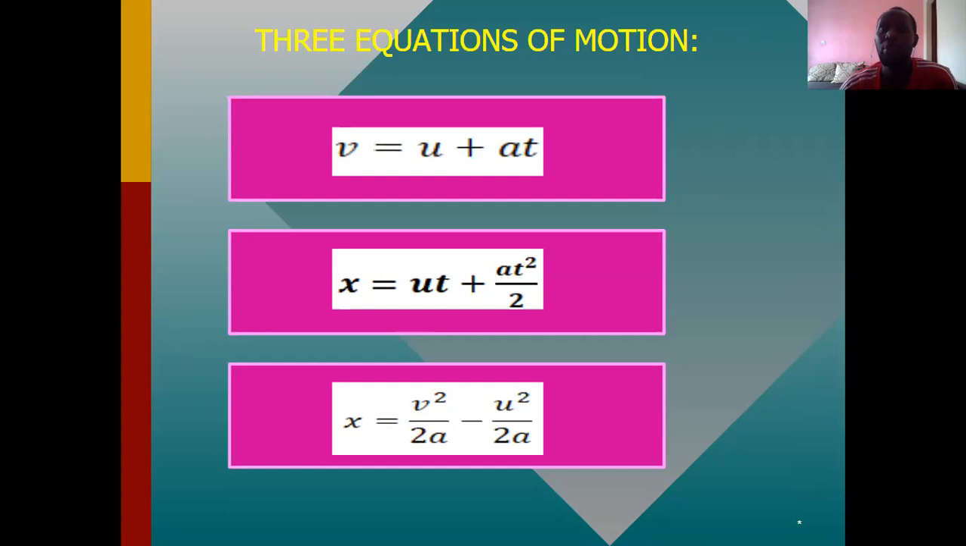The second equation of motion, x is equal to initial velocity multiplied by time plus acceleration multiplied by t squared divided by 2. And the third equation of motion, x is equal to v squared minus u squared divided by 2a. Okay, this was the description of a moving body in the horizontal direction. Now let's have a look at the vertical direction.